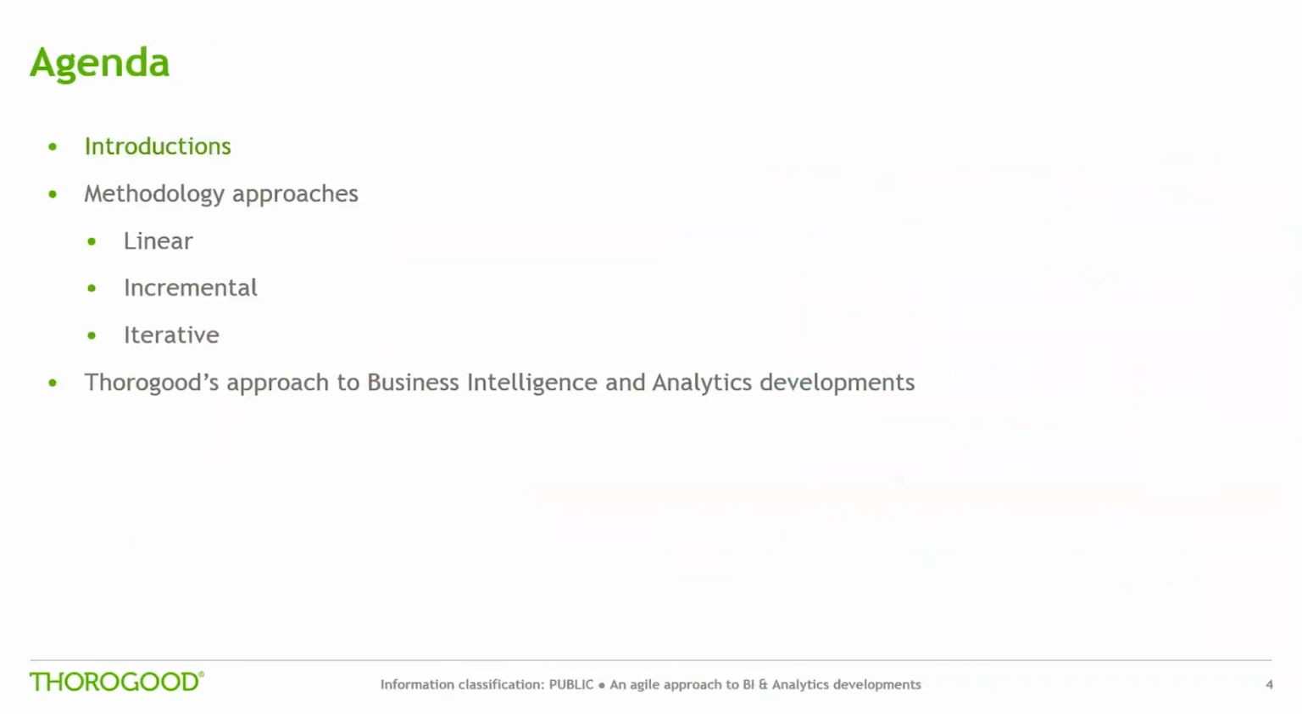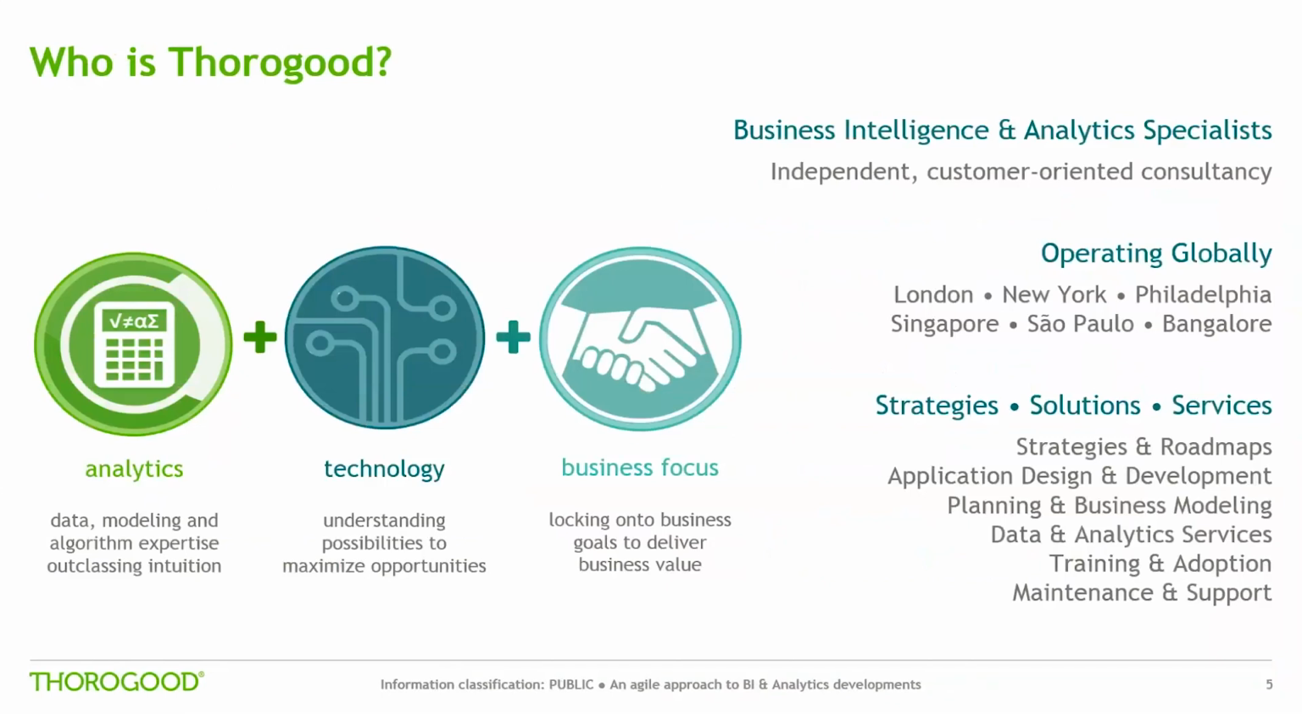So let's start with introductions. Thorogood is a global and independent customer-focused business intelligence analytics consulting firm. We operate globally, headquartered in the UK, and have offices in the US, India, Singapore, and Brazil. We focus on a combination of analytical abilities, business focus, and technology to deliver unique solutions to our customers. And our services range from helping customers with their BI and analytics strategies and roadmaps through to the delivery and maintenance of BI and analytics applications.